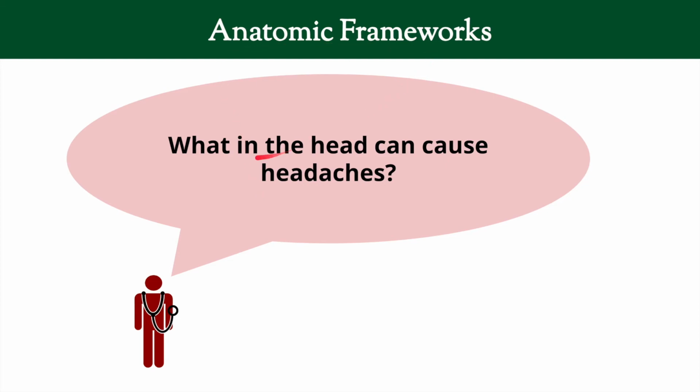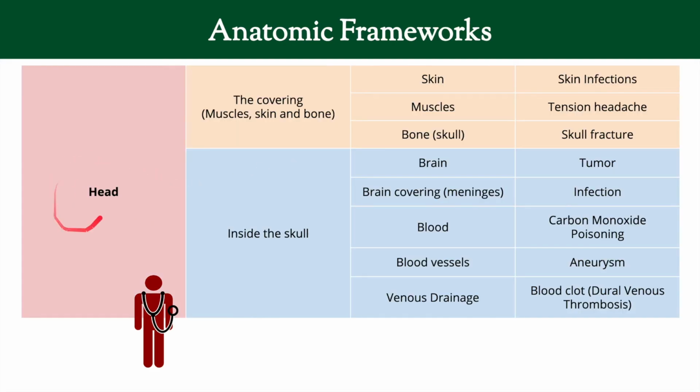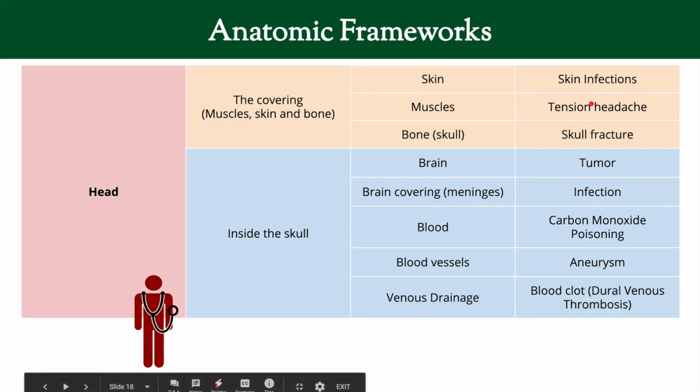All right. There are other ways to come up with a differential diagnosis, and you can use anatomic frameworks. So what in the head can cause headache? So let's think about what's in the head. Well, there's the stuff covering the head, which is the muscle, skin, and bone, and there's the stuff inside the skull, which is the brain, the meninges, the coverings of the brain, the blood vessels, and the venous drainage. And so each one of those can have something go wrong with it that could potentially cause a headache.